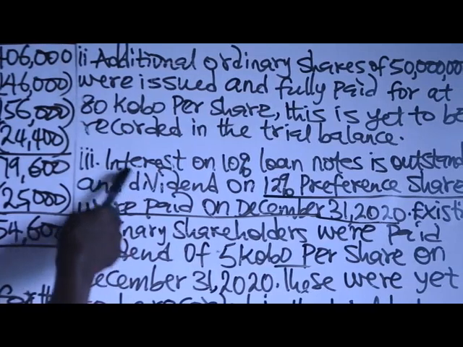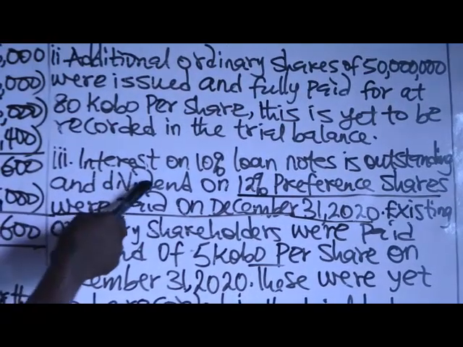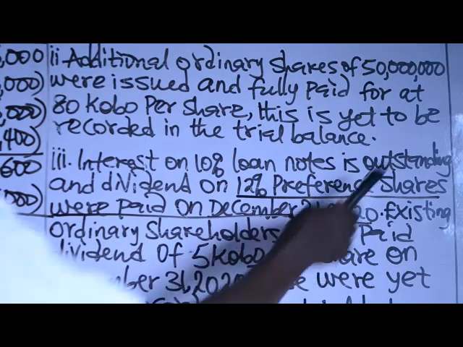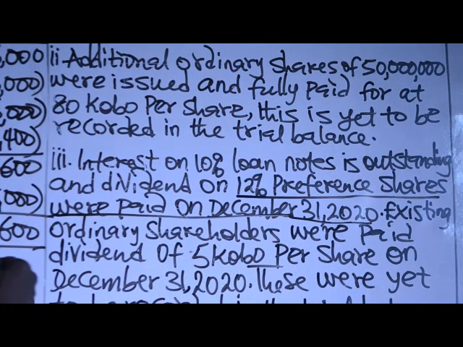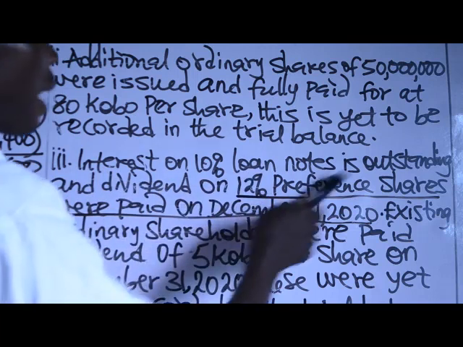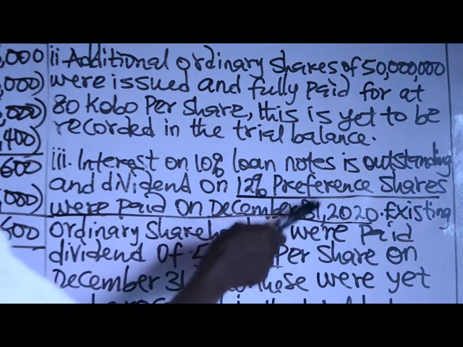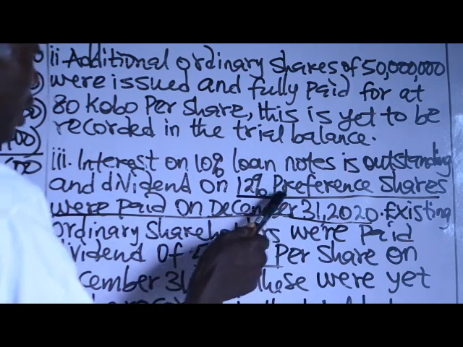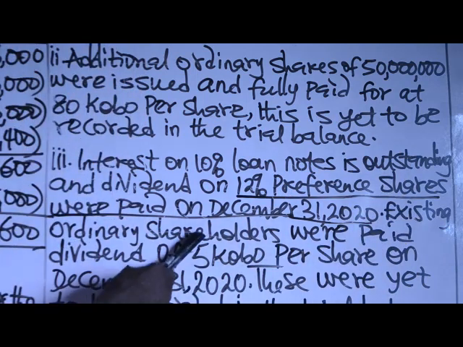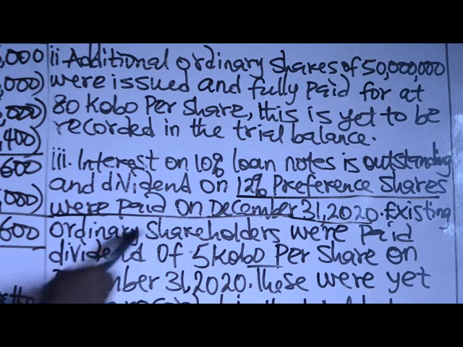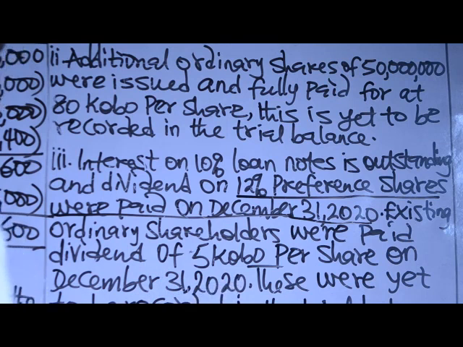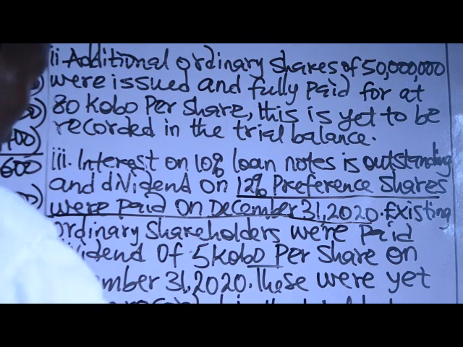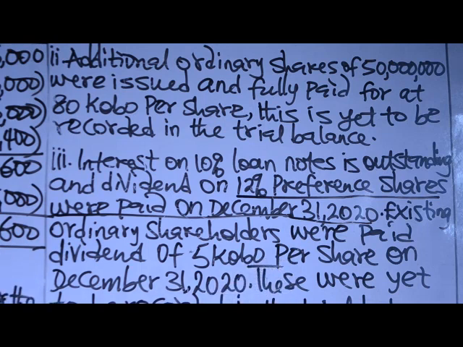Now, note 3. Interest on 10% loan notes is outstanding. Remember, loan notes are not part of equity. And dividend on 12% preference shares were paid on December 31st. This is preference shares. The preference dividend has been included as part of our finance cost. Existing ordinary shareholders were paid dividend of 5 kobo per share on December 31st, 2020. These were yet to be recorded in the trial balance. How much is the dividend paid to the existing ordinary shareholders?